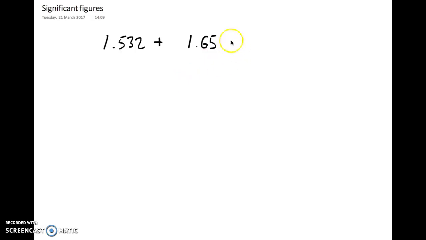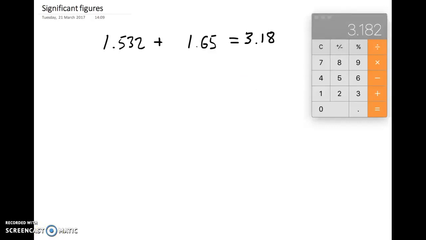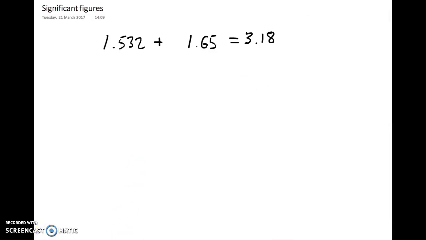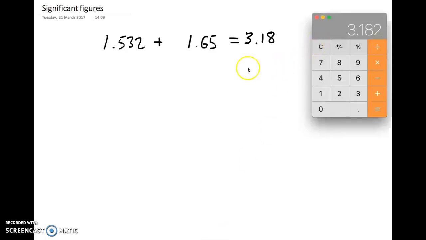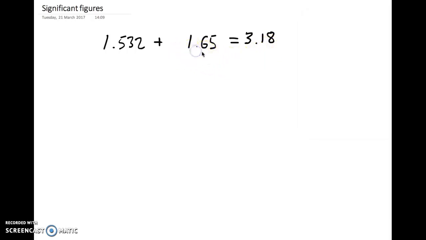So when we add these two together, let's just get the calculator and do that. If we do the summation in our calculator, we end up with 3.182, but we don't write down 3.182. Our answer can only be precise to the least precise raw data. So this is our least precise raw data. It was precise to hundredths. So our answer can only be precise to hundredths. So we write down 3.18.